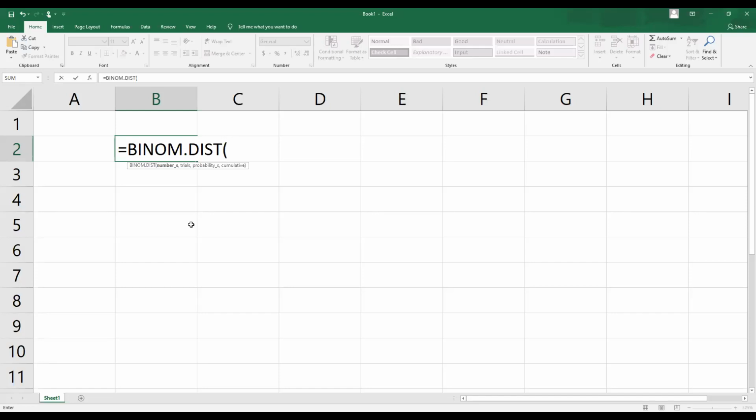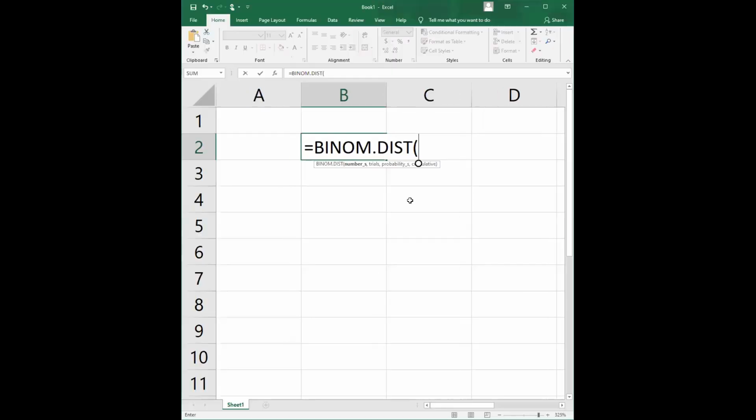First of all, you can see the binomial distribution dimension, number_s, which means the x value. First, you have to define the x value. Where is your x now? The same question that you have seen in the slides, I'm solving the same question for you.